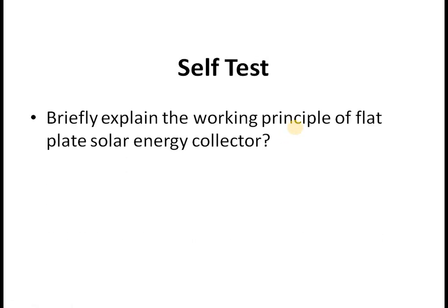So now is the time for an assignment. We have the question: briefly explain the working principle of a flat plate solar energy collector. As I explained, you have to answer in a few lines only. You talk about radiation, the wavelength, what happens to the wavelength inside the box, then what happens to the fluid passing through the pipe, and how they get it. The structure also, you can give a few hints about the construction of that box. So that is all about the flat plate solar energy collector.